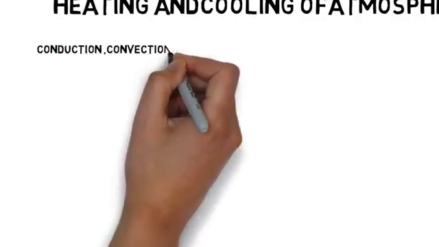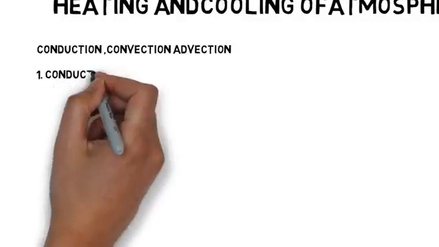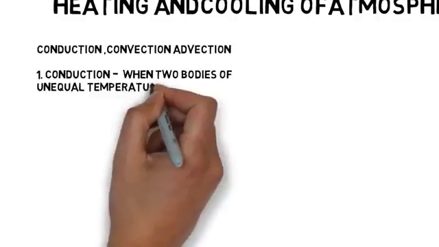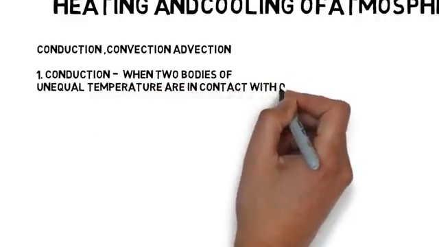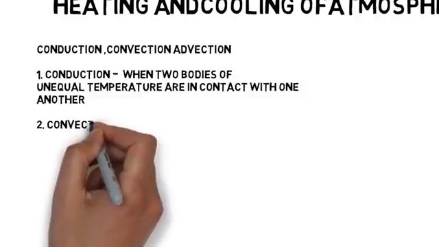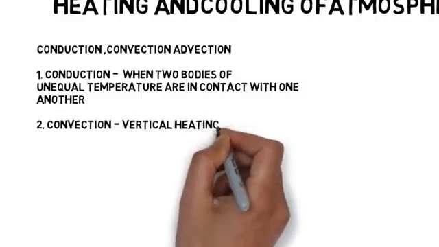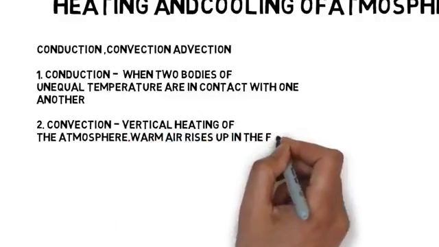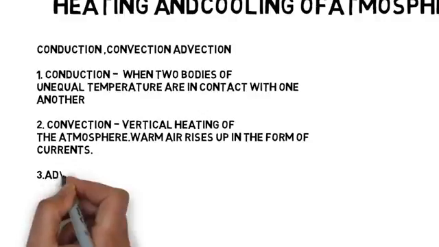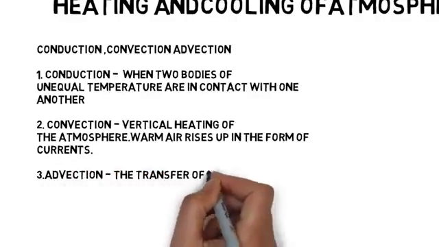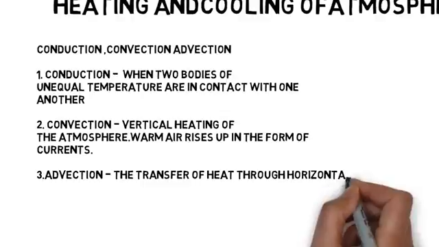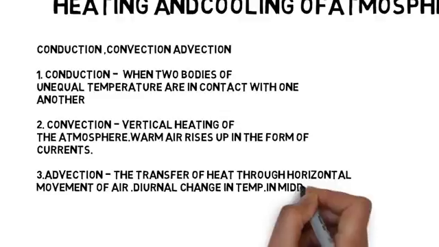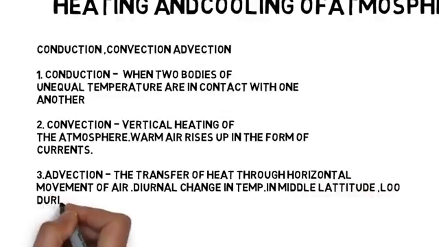These processes are conduction, convection and advection. Conduction is simply the transfer of energy when two bodies are in contact and are of unequal temperature, while convection is the transfer of energy vertically. The vertical heating of the atmosphere leads to warming of the atmosphere, and advection is the horizontal movement of air. Common winds like Loo blow under the effect of advection.